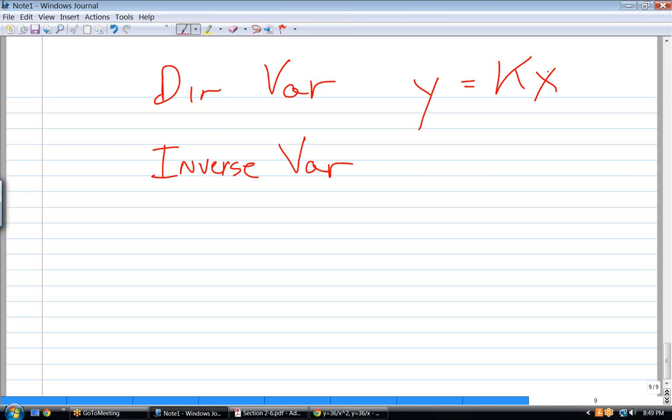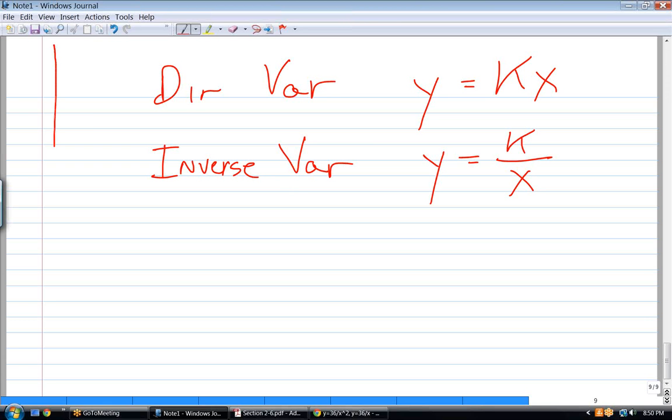Direct means that when x goes up, y goes up. When x goes down, y goes down. Yeah, that makes sense. So inverse variation must be the other one, which is k divided by x. Makes sense. Inverse, divided by. In this case, when x goes up, y goes down. That's why it's inverse. When x goes down, y goes up. So that's where it gets its name.